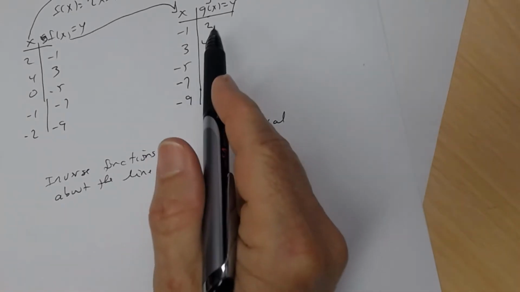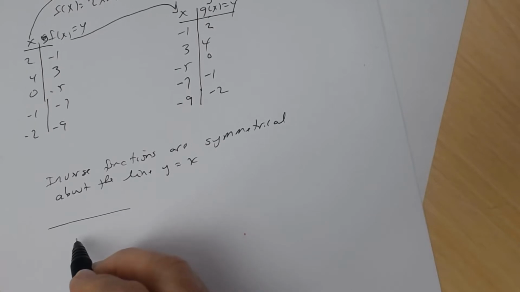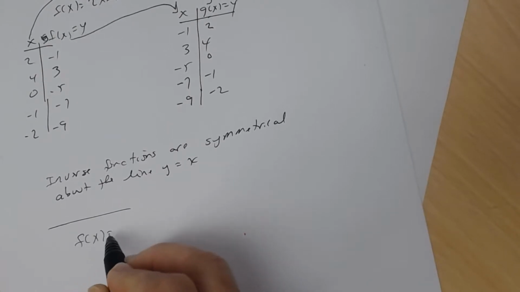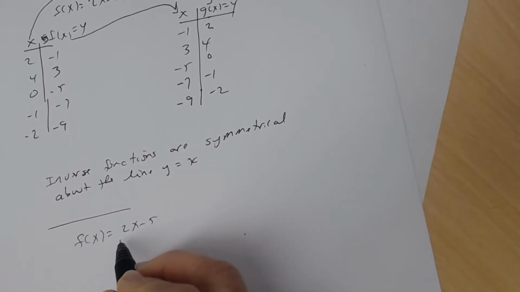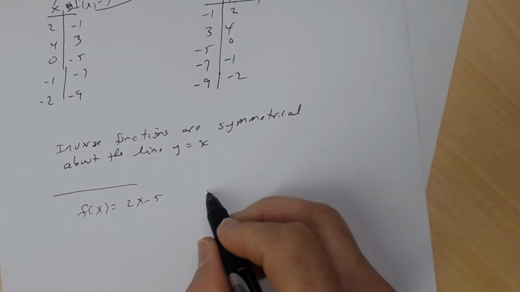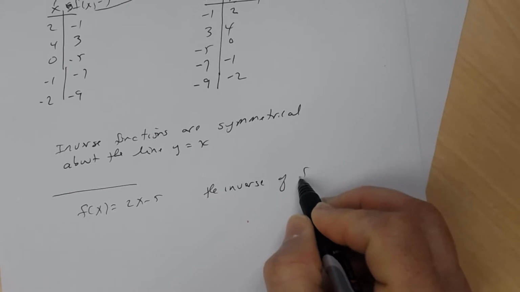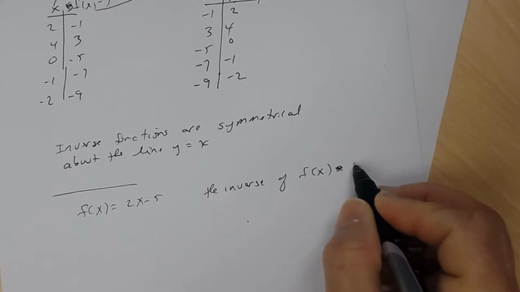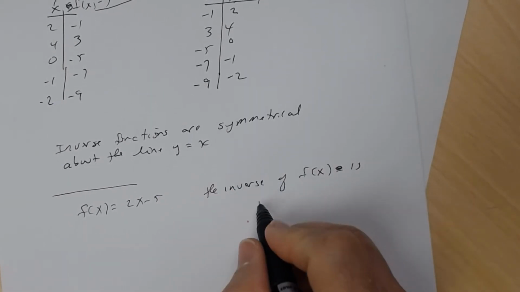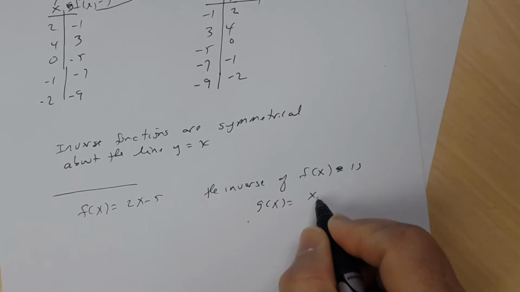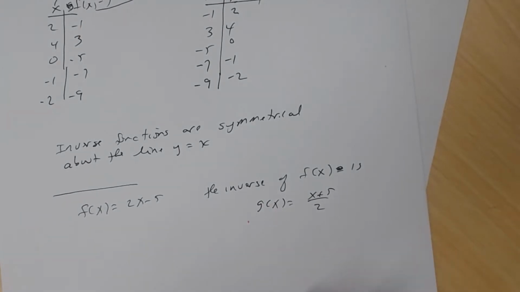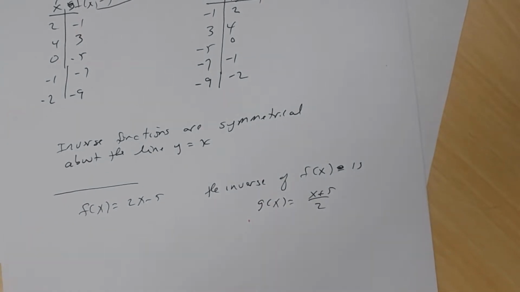So listen carefully to this. Remember a while ago we said this. We said that f of x, which equals 2x minus 5, was my original function. The inverse function of f of x, which we call g of x, is x plus 5 divided by 2. All right, now let's talk about notation for inverse.